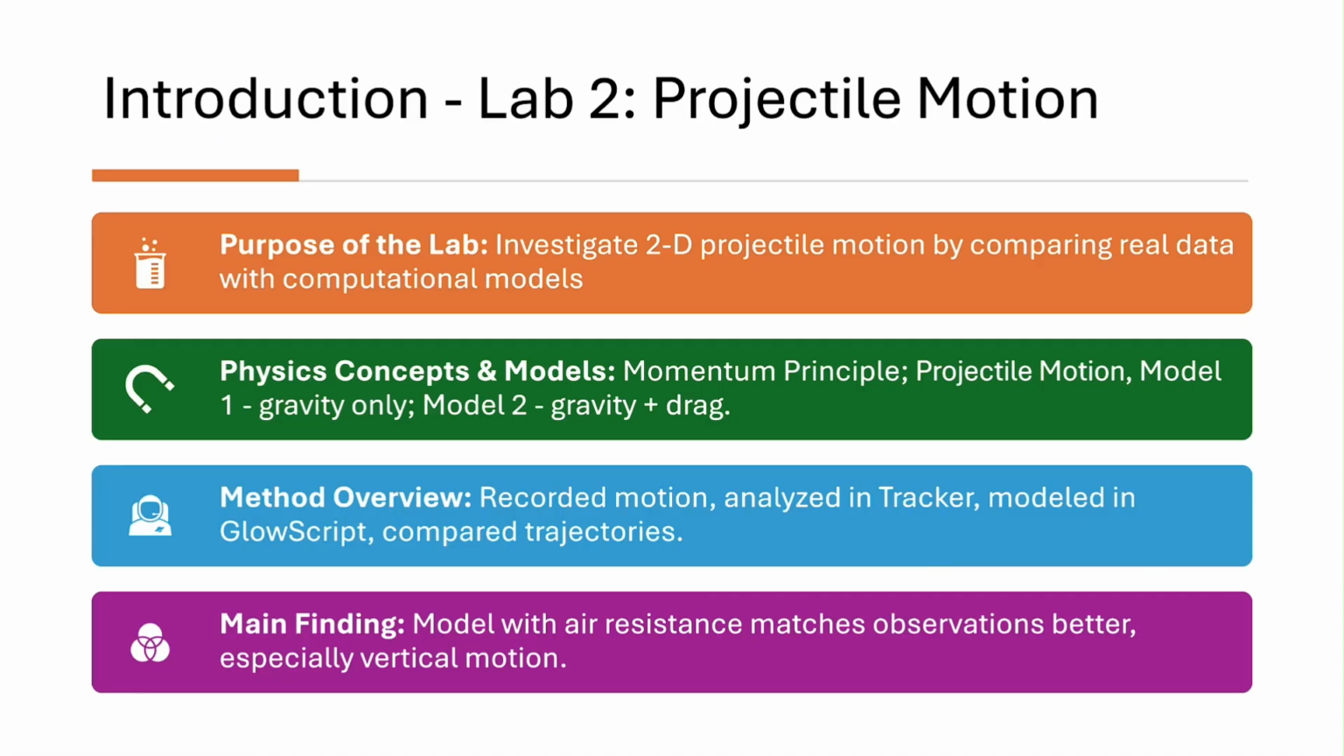Today we investigate 2D motion by comparing real-world data with two computational models, one with gravity alone and another adding air resistance. Using video analysis, computational modeling, and then applying core physics concepts such as the momentum principle, projectile motion, and natural forces such as gravity and drag, we'll discover that air resistance significantly alters projectile motion, reducing range and creating asymmetric trajectories, which the gravity-only model fails to predict.